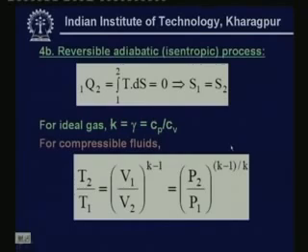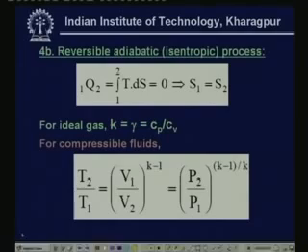And if the process happens to be reversible, then we have a reversible adiabatic process. A reversible adiabatic process is also an isentropic process. How do you prove that? That means entropy remains constant. It is very easy to prove this.